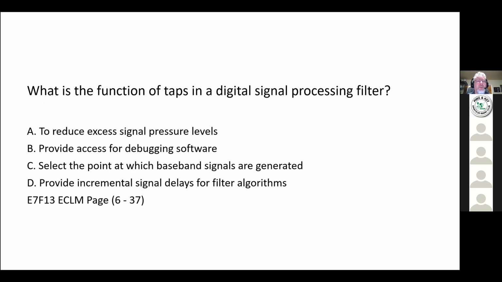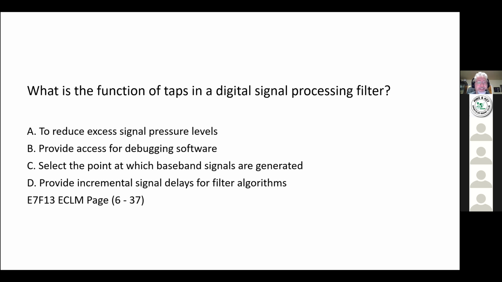What is the function of taps in a digital signal processing filter? A, to reduce excess signal pressure levels. B, provide access for debugging software. C, select the point at which baseband signals are generated. Or D, provide incremental signal delays for filter algorithms.